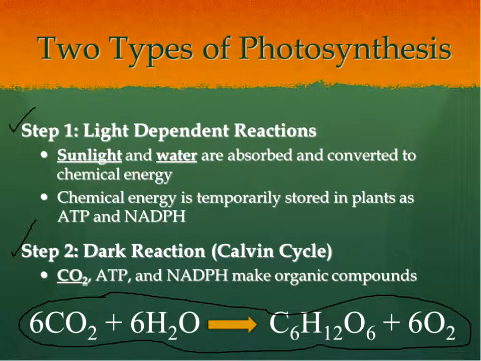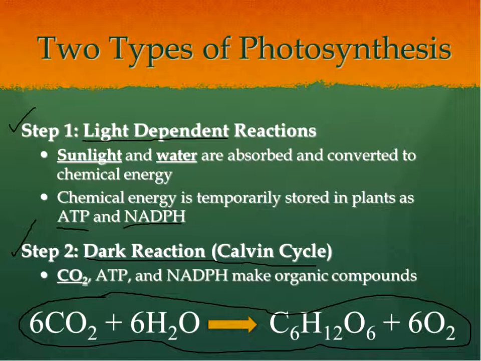The fourth and final thing to memorize for photosynthesis are these two steps, because photosynthesis is done in two steps. Light dependent, which means it needs light, and then the dark reaction, which means no light. So light dependent is where sunlight and water, remember two of the three things, are absorbed and converted to chemical energy. And then they're temporarily stored in plants as ATP and NADPH, just two different molecules. We know ATP is energy, but NADPH is just another molecule used in photosynthesis.